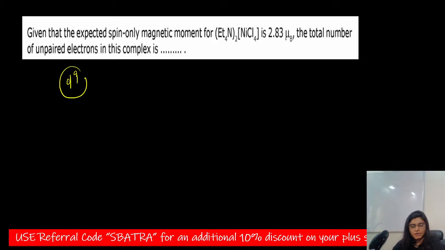Yeah, for square planar complexes we have to check the ligands also. If the ligand is a very weak field ligand, we can say it will form sp3 hybridization. If the ligand is strong, then only we can say that the hybridization is sp2d.